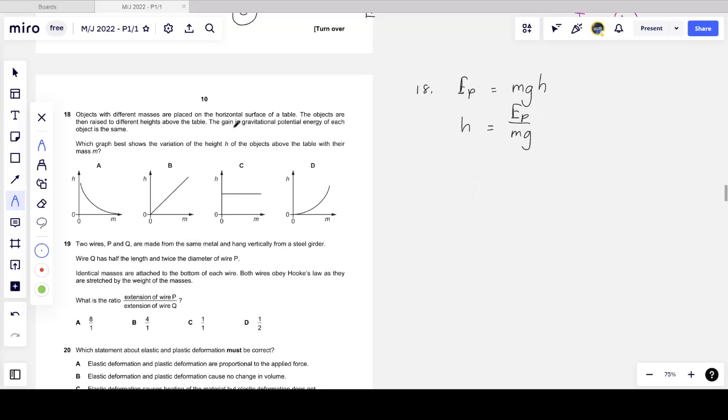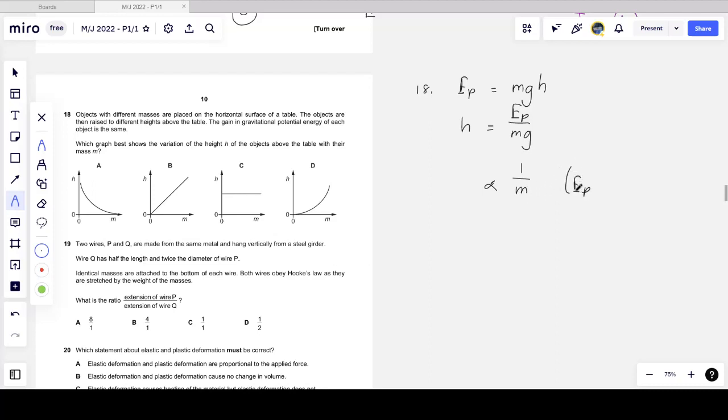Now, the gain in gravitational potential energy of each object is the same. So they each gain the same amount of gravitational potential energy, but they are raised to different heights. So EP remains the same, which means we can change this equation into a proportionality. EP is constant, and we know G is constant. That means the H must be inversely proportional to the mass.